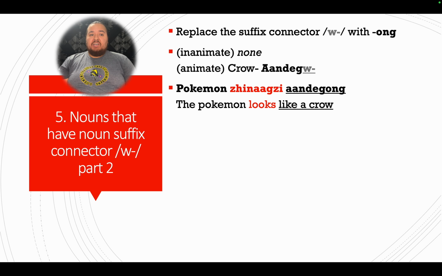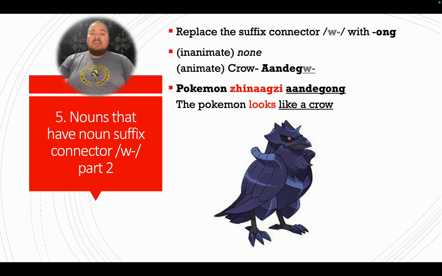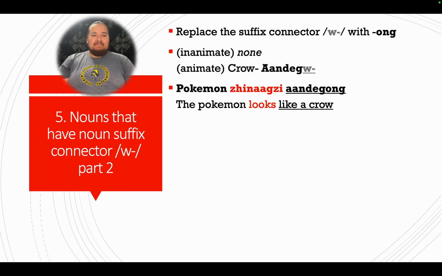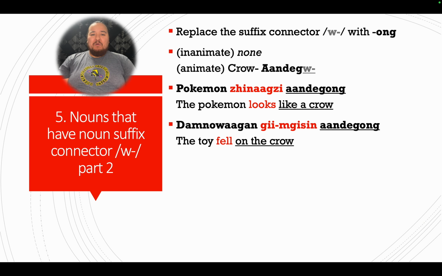Pokemon jinogze ondegung. The Pokemon looks like a crow. What Pokemon looks like a crow? Corviknight is one of the examples. Comment down below if you got Corviknight right. I still won't believe you. Dumnawagan gimgasin ondegung. The toy fell on the crow. Here I've indicated the point to write down for your notes. Please write this down before moving on. All right, let's move on.